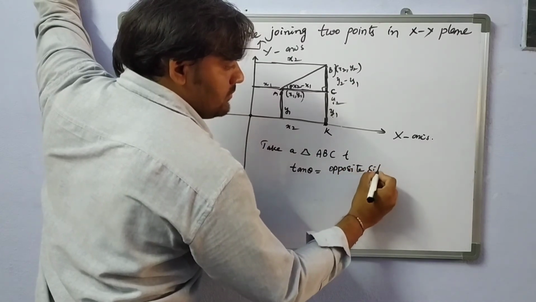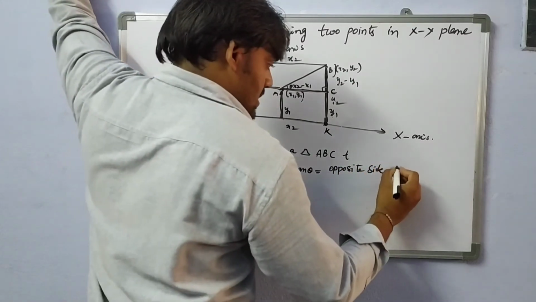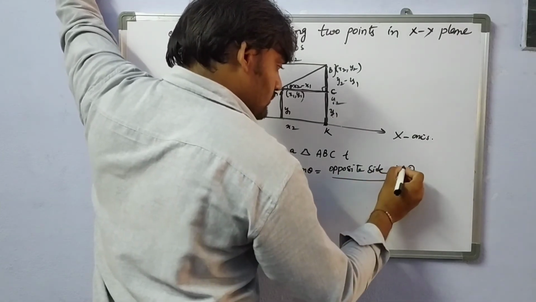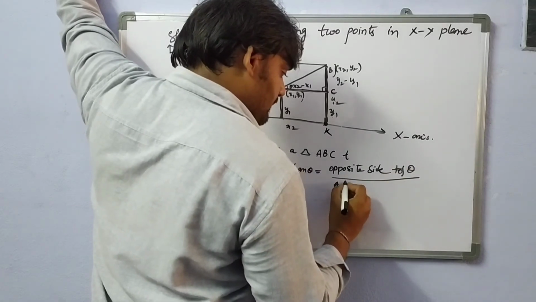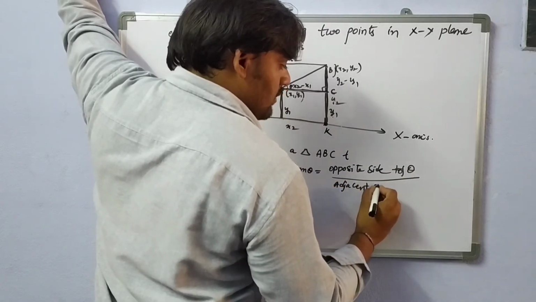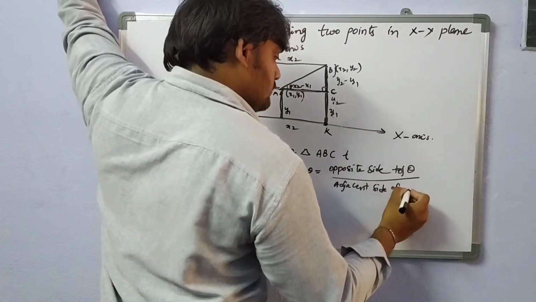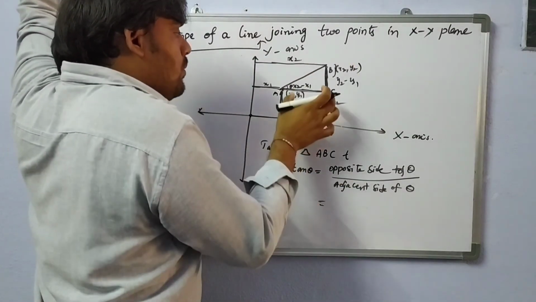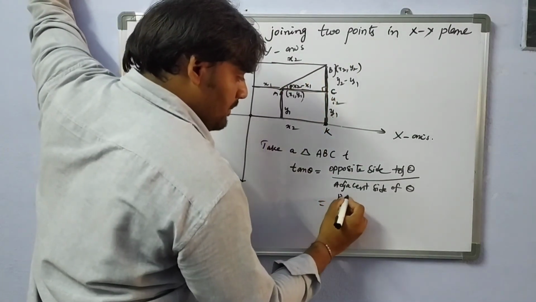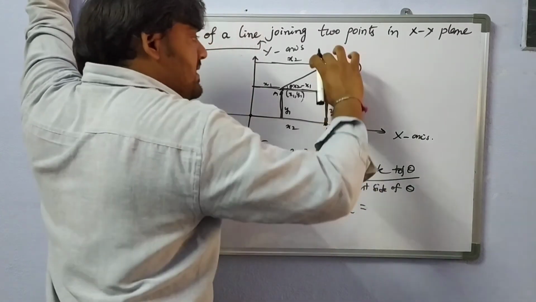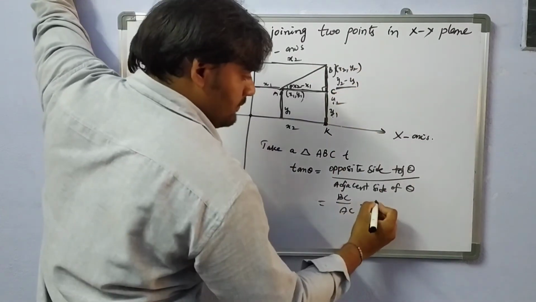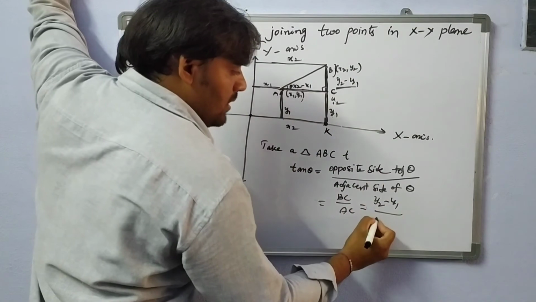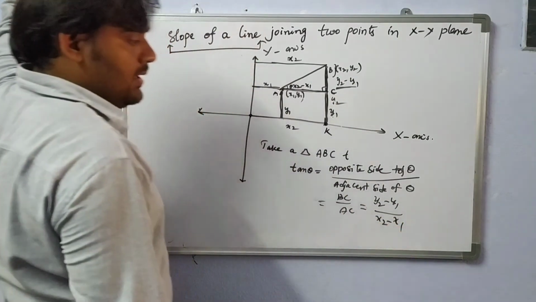Opposite side of theta, next adjacent side of theta. See here, what is the opposite side? BC. What is the adjacent side? AC. BC by AC. What is the length of BC? y2 minus y1, divided by the length of AC, which is x2 minus x1, isn't it?